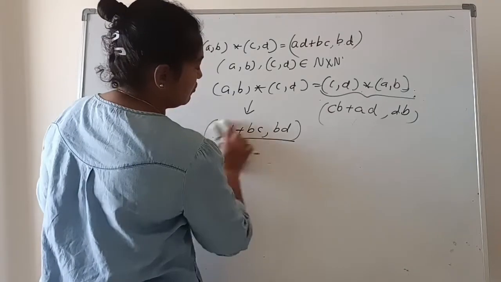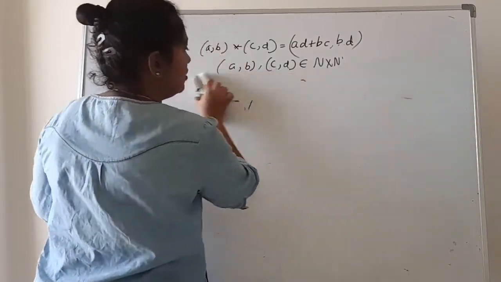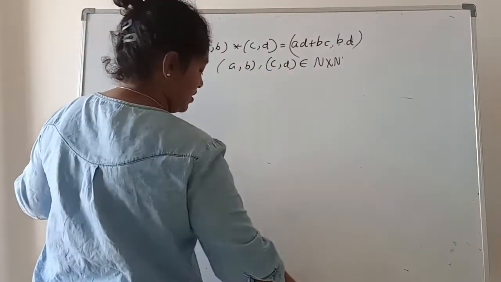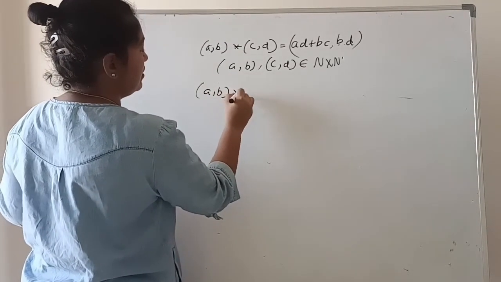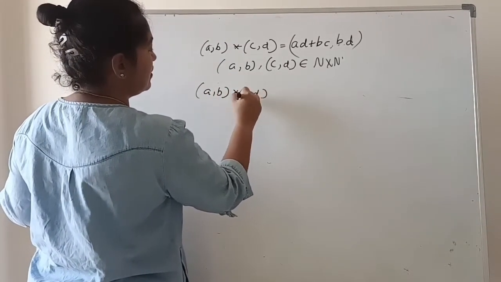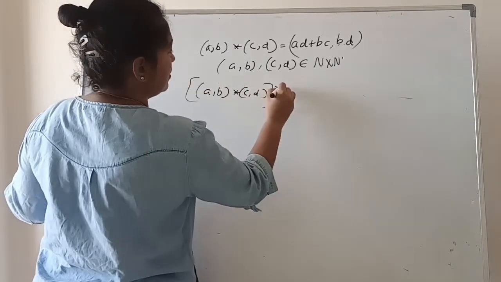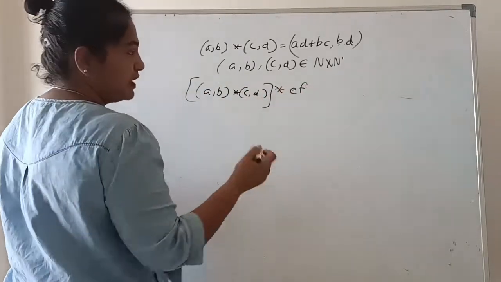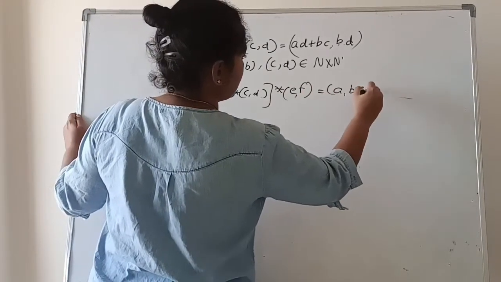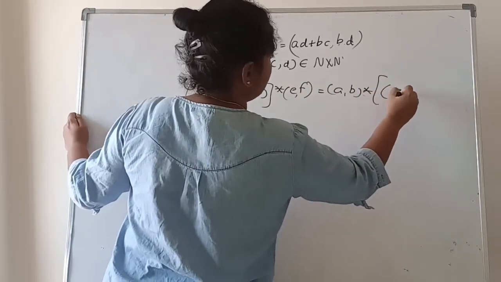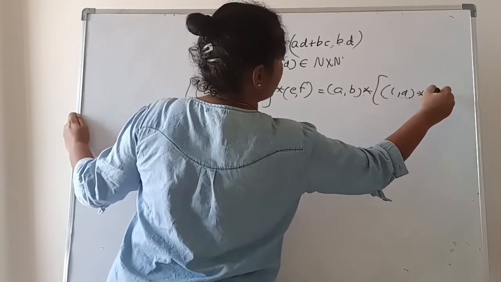Now, let us check the associativity. For checking the associativity, (A, B) binary (C, D) binary (E, F). I am taking another element (E, F). It should be the same as (A, B) binary ((C, D) binary (E, F)). Okay.